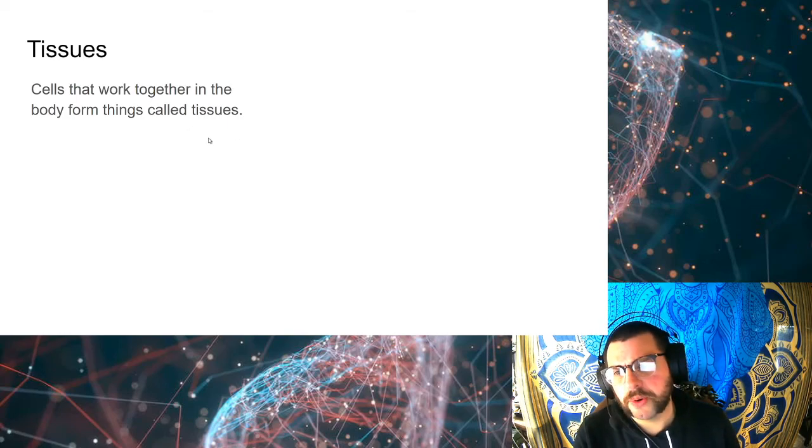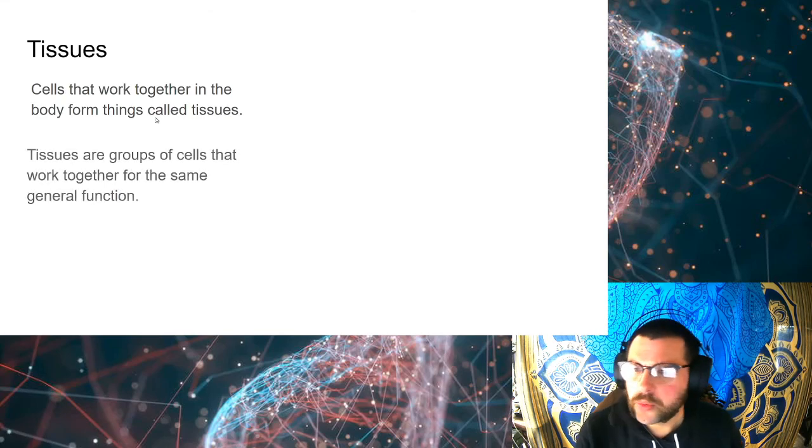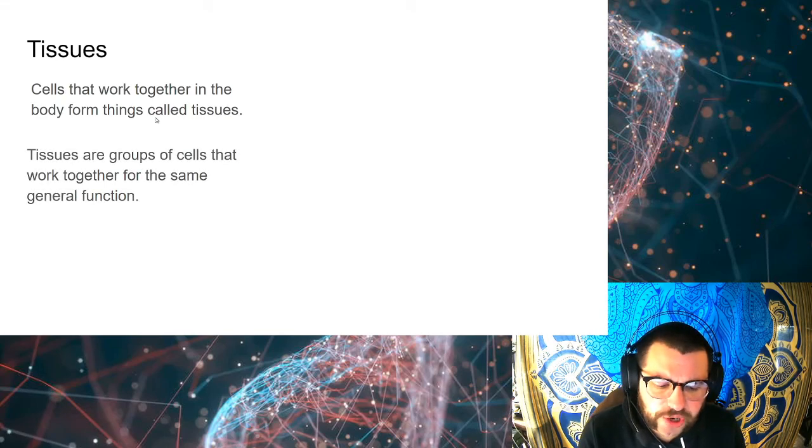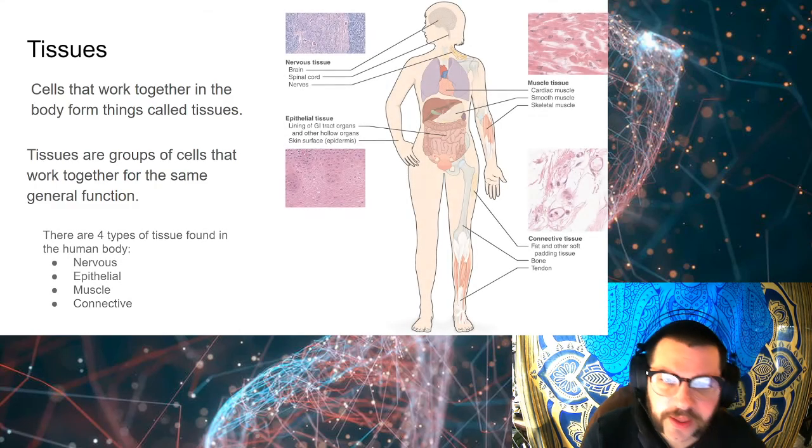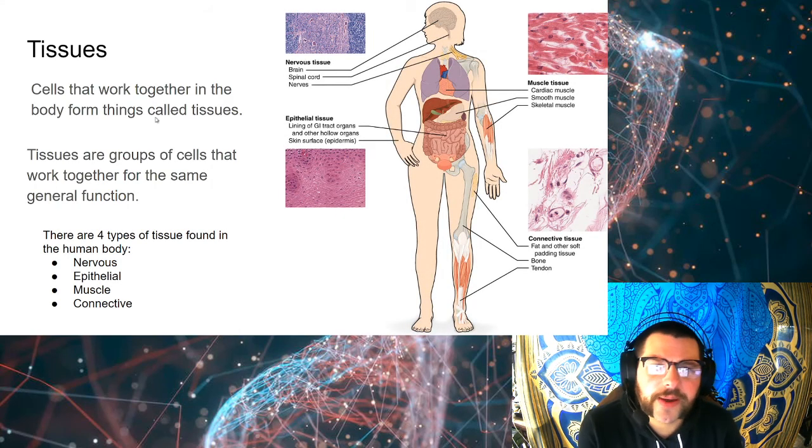Okay, now if we've got a bunch of cells that work together, we end up with a thing called a tissue, okay? Tissues work together, and they have the same general function. Depending on the tissue that we're talking about, they do different things. For instance, when we talk about tissues, we have 4 different types.